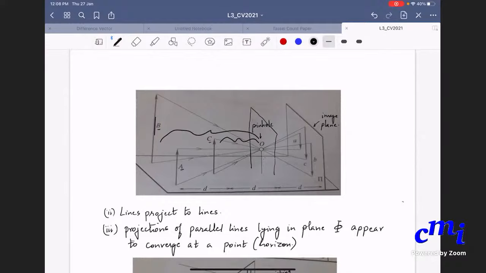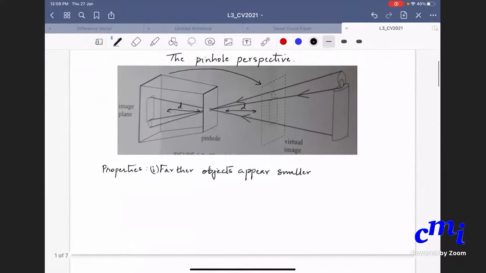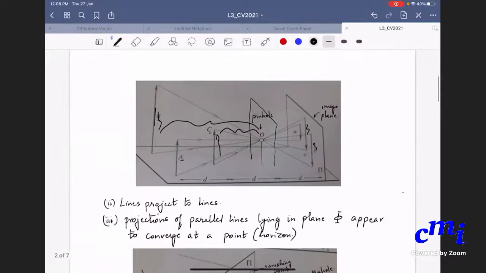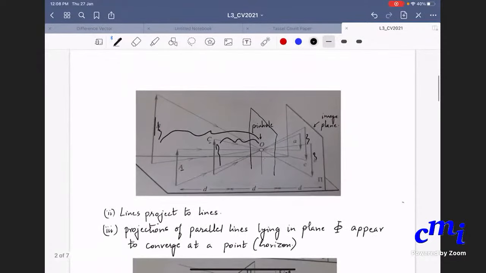So you can have a tall person stand here and a short person stand here, but if the distance is really far, they will probably appear to be the same height in the image. Well, this is a very basic principle of pinhole perspective. Lines project to lines, and that is very important for us when we are studying image formation. Lines will go to straight lines.